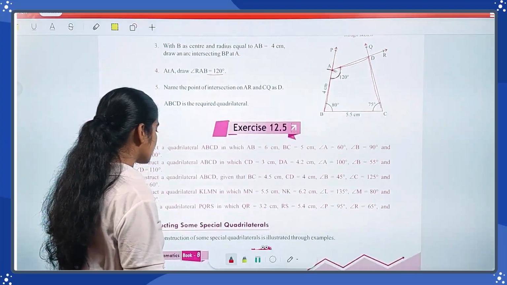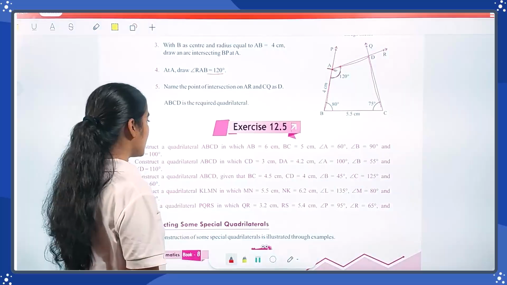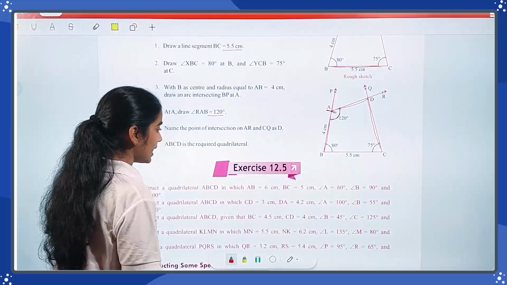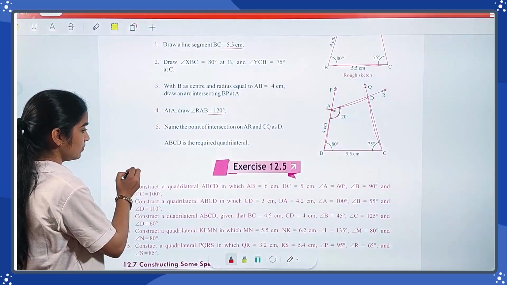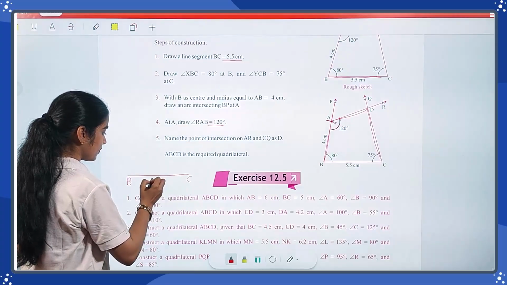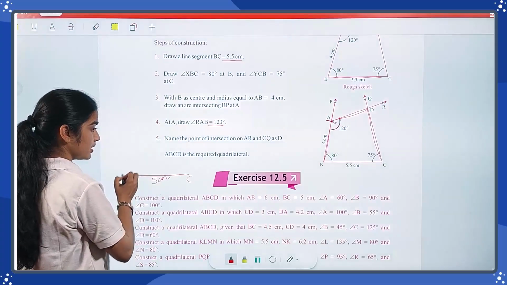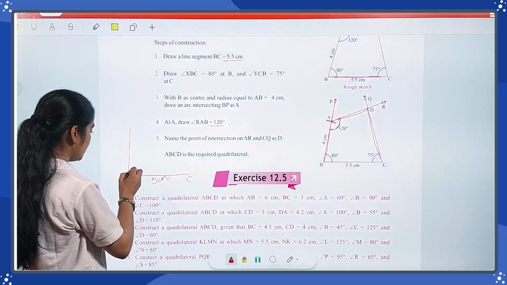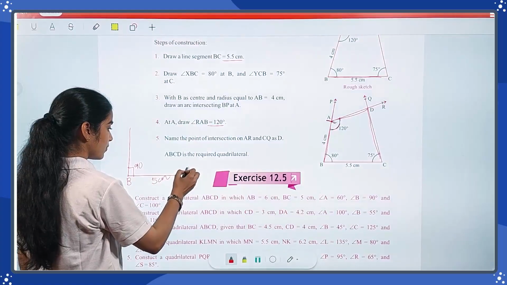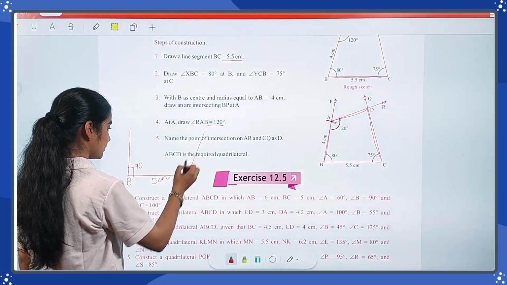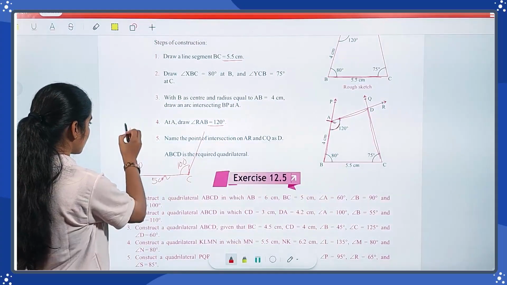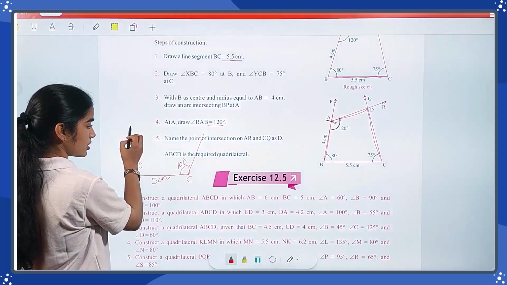Again we have exercise. So the same process you have to repeat here. ABCD in which AB is equal to 6 centimeter, BC is equal to 5 centimeter. Okay, so this is your BC, 5 centimeter, angle B is equal to 90 degree, angle C is equal to 100 degree. Next you have angle A. So this is your AB, which is 60 degree.